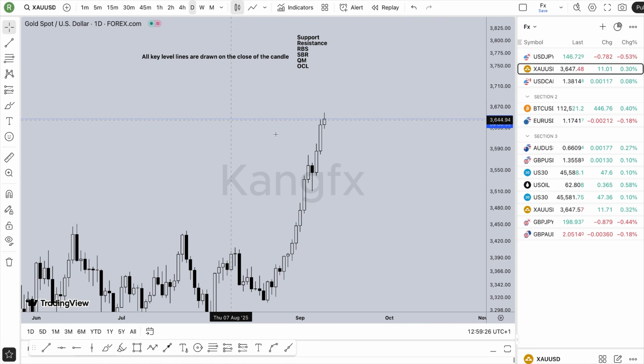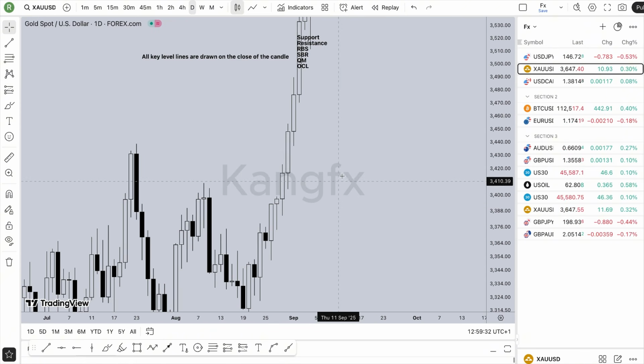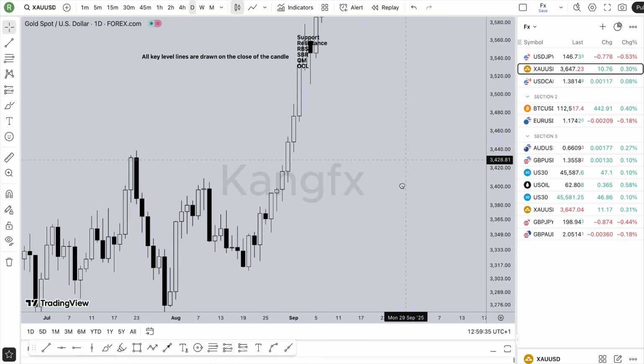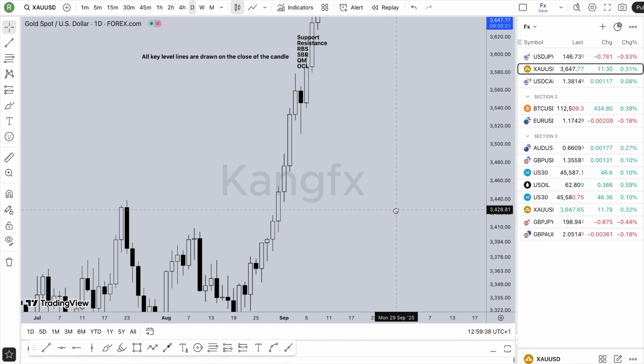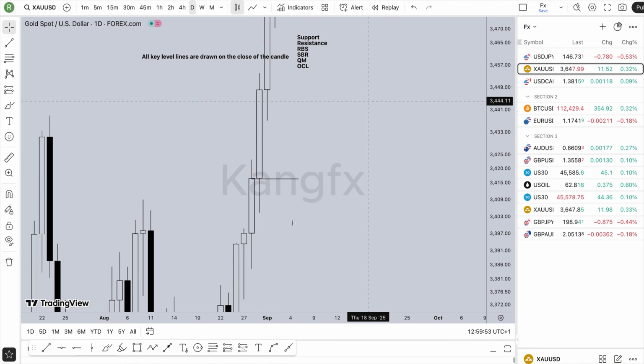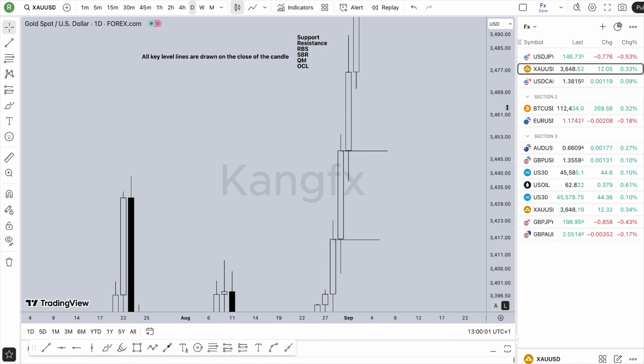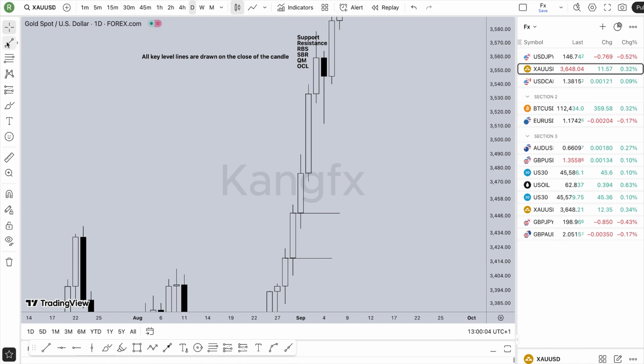OCL means open close level. How can we identify OCL on the chart? We can only identify OCL when we have candles of the same color. That's the only way we can identify OCL. Now if I see this candle, this candle, and this candle, you see this close here of this other candle, that's an OCL, open close level. If I see this candle and this candle, this is an OCL. If I see another candle, this candle and this candle, this is an OCL.